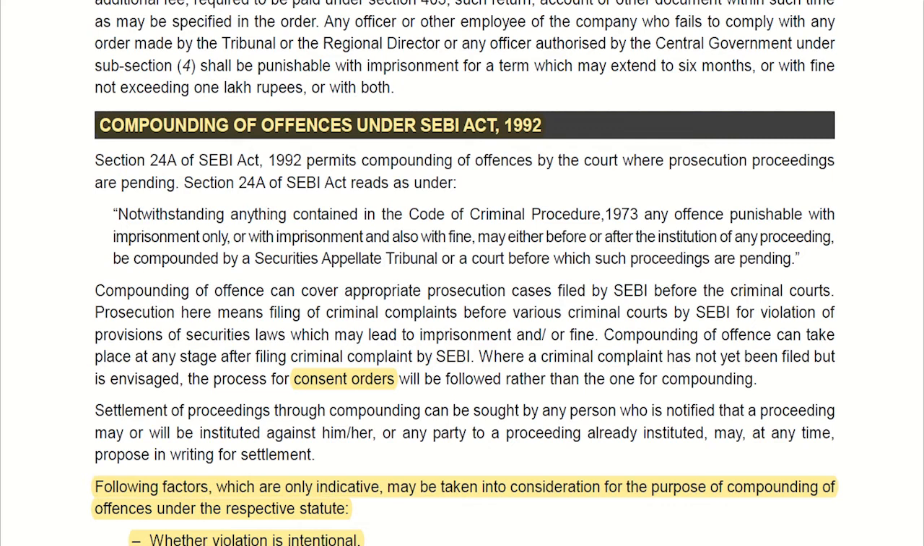There are two ways of compounding of offence under the SEBI Act: one is called consent order and the other is called compounding of offence. Consent order is used when compounding needs to be done for offences punishable with fine only, and compounding of offence is used for any offence punishable with imprisonment and fine, or imprisonment or fine.